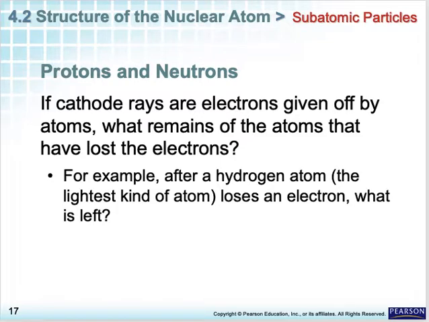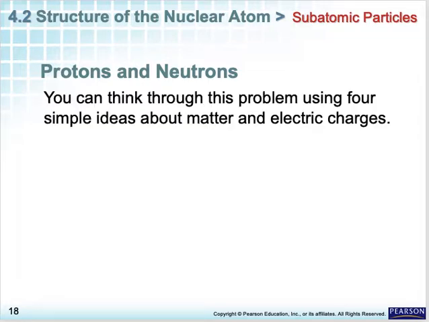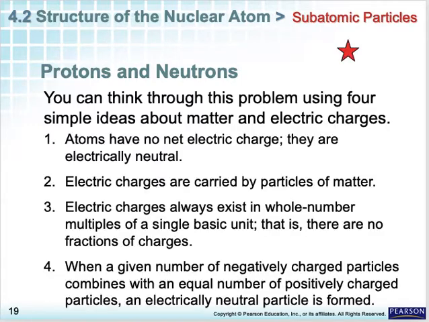So, if cathode rays are electrons given off by the atoms, what remains of the atoms that have lost the electrons? For example, a hydrogen atom, the lightest atom, loses an electron. What is left over? You can think of this problem using 4 simple ideas about matter and electric charges. Atoms have no electric charge. They are neutral. Electric charges are carried by particles of matter.